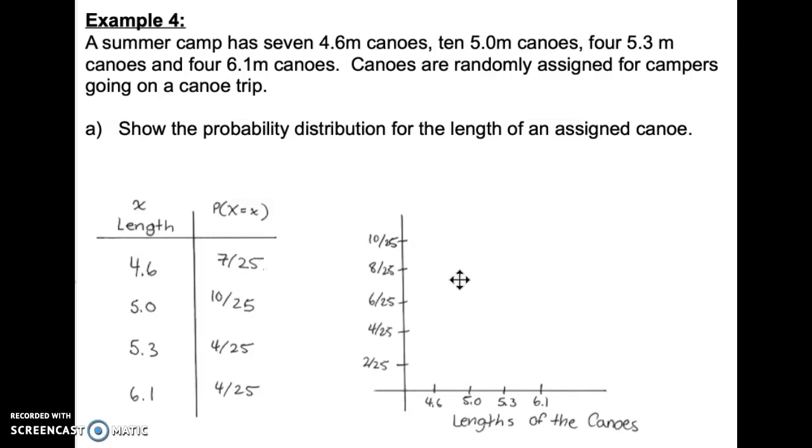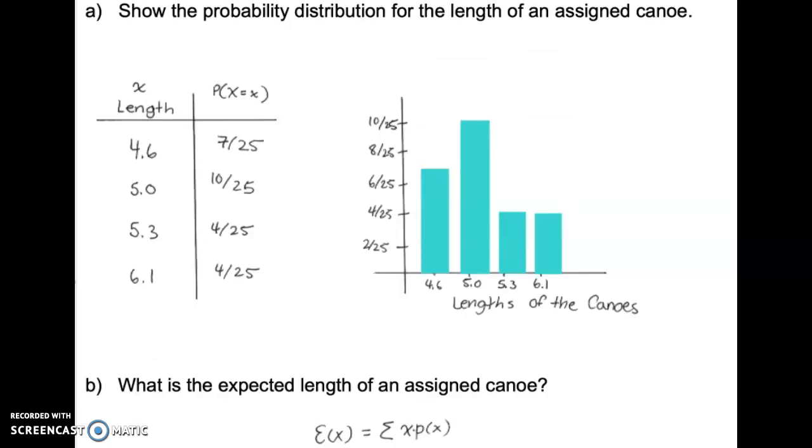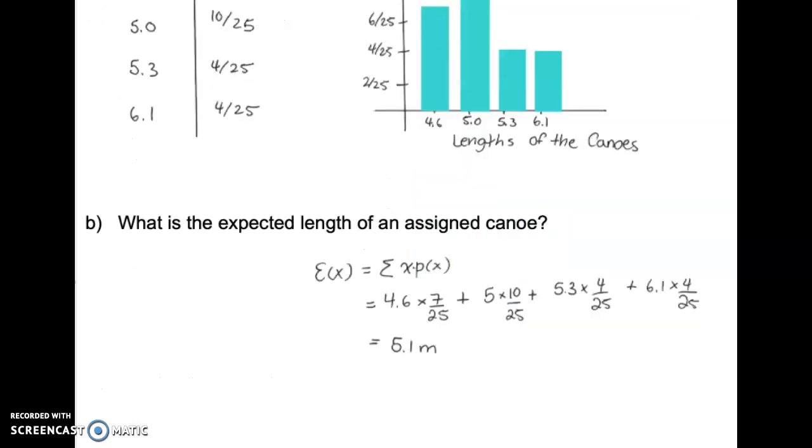Okay, next you should do the graph. So here's the graph with all the possible outcomes along the bottom and the probability along the side. Next, try the expected value. And there is the solution.